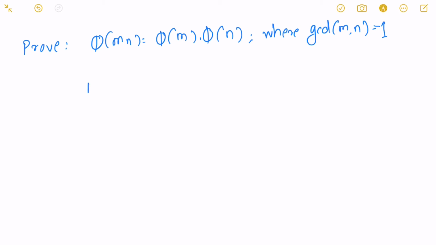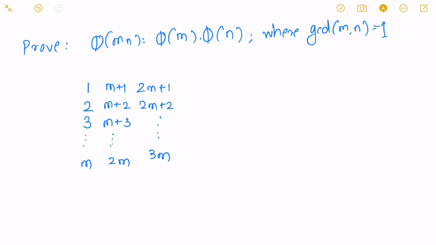So I will have m rows, 1, 2, 3 till m. I will enumerate the rows vertically from top to bottom, and I will have n columns. So if the first row is 1, 2, 3 till m, the next row starts with m plus 1, m plus 2, m plus 3 up to 2m. And similarly, the third column starts with 2m plus 1, 2m plus 2, up to 3m.